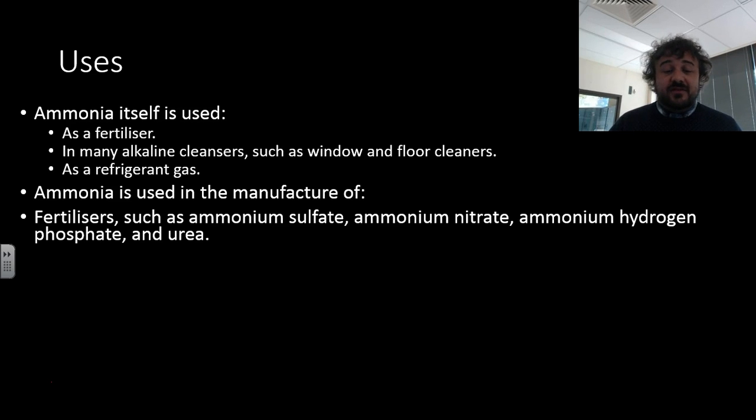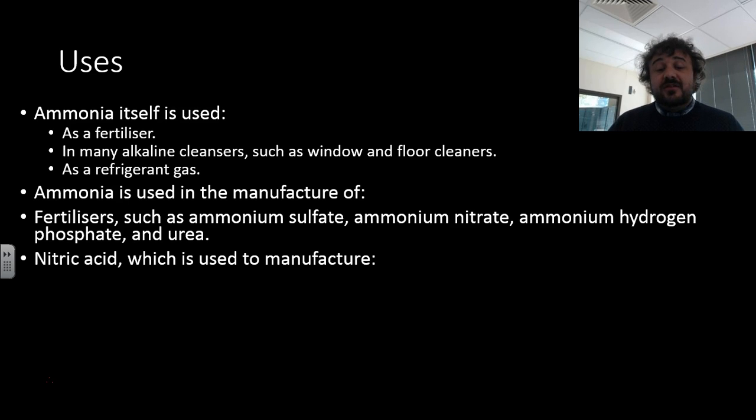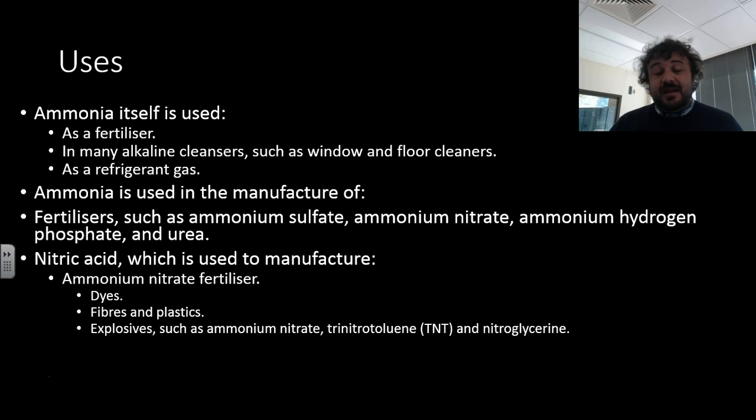We use it for the manufacture of stuff. So we use it to make fertilizer. So yes, it can be used as a fertilizer on its own, but we also use it in production of fertilizers like ammonium sulfate, ammonium nitrate, and so forth, and urea. It's used to make nitric acid, which is also then in turn used to manufacture more ammonium nitrate fertilizer, dyes, fibers, plastics, explosives. So ammonia was first mass produced in an attempt to make explosives.